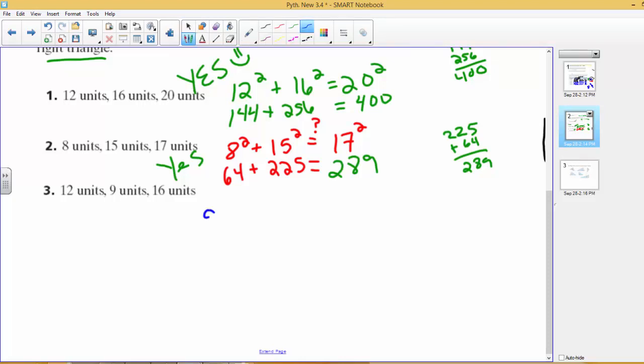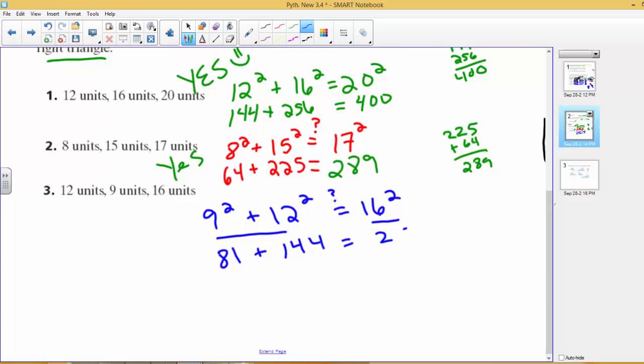So the last one here is 9 squared plus 12 squared equal to 16 squared, and you could put 12 squared first. It just matters that these are on this side and this one's on this side because it's the biggest number. So 81 plus 144, does that equal 256? And the answer is going to be no, because we already are getting a 5. So this one is not one of the Pythagorean triples.